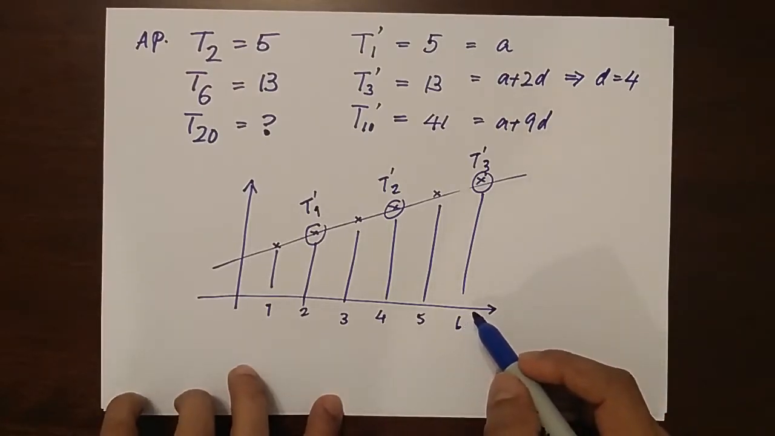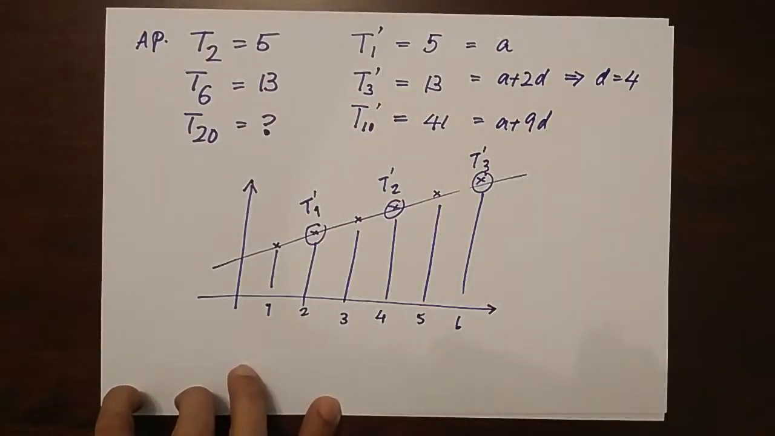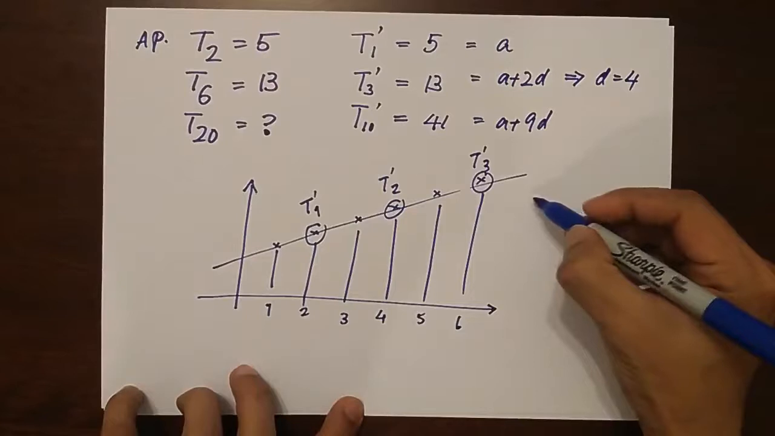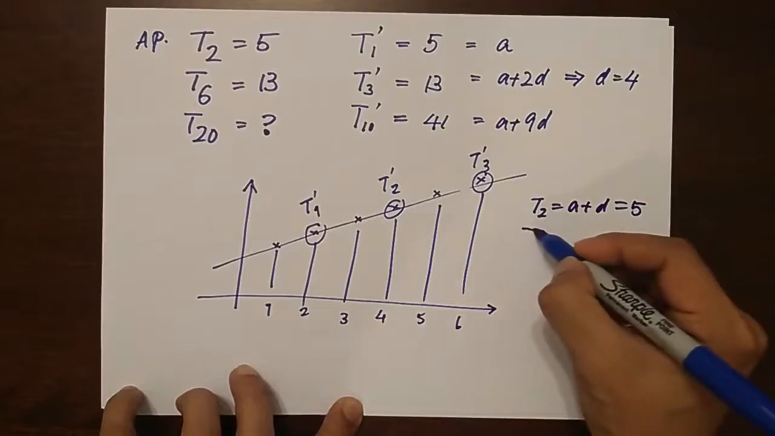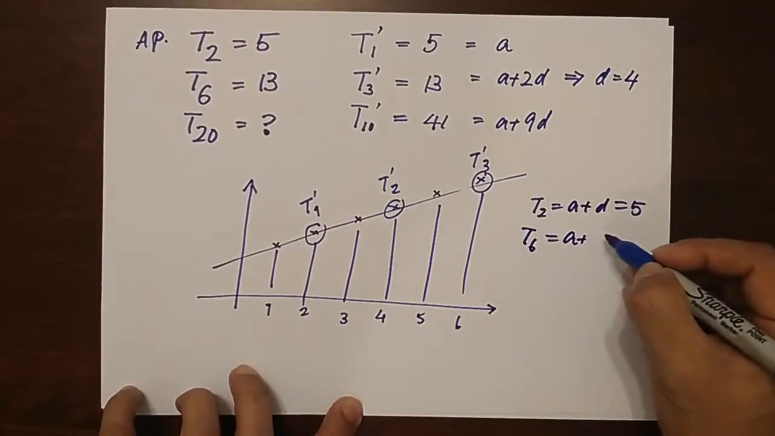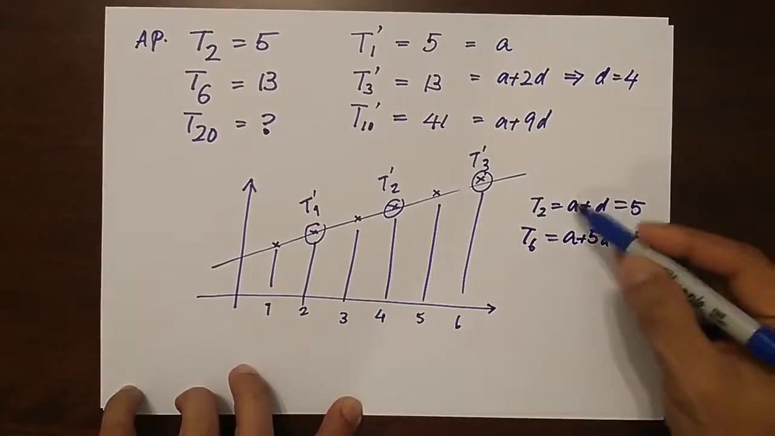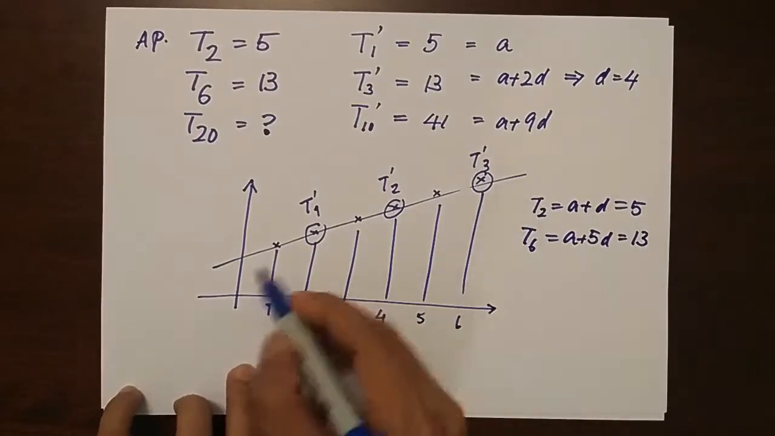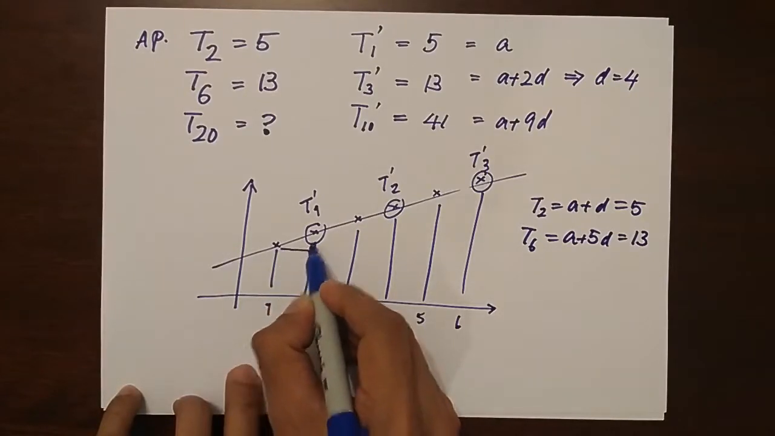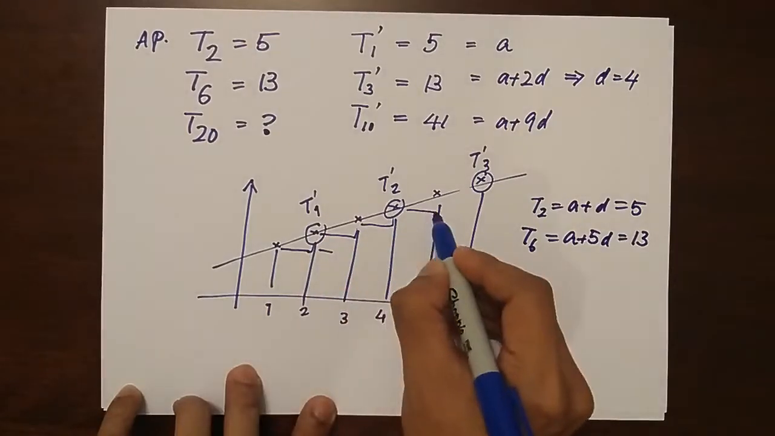So the quick conclusion here is that the method works quickly. If you wanted to do it the old-fashioned way, that's obviously doable also. Let's take T2, that's equal to A plus D, which is equal to 5. T6 is A plus 5D, which is equal to 13. From those two simultaneous equations, you can subtract, and you get 4D equals 8 and D equals 2, which is exactly kind of like what we did here. If you had taken the original AP, you'd find that the difference was 2 each step.